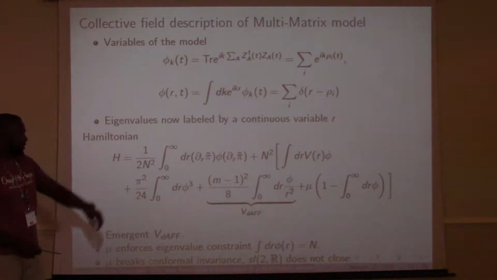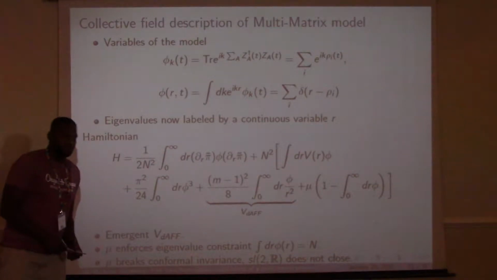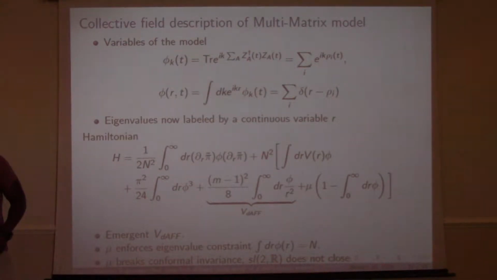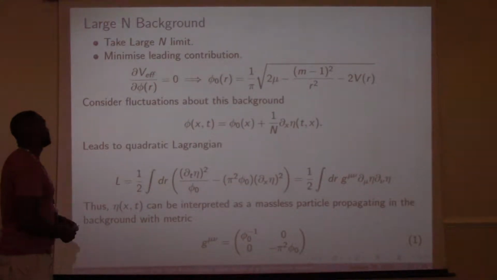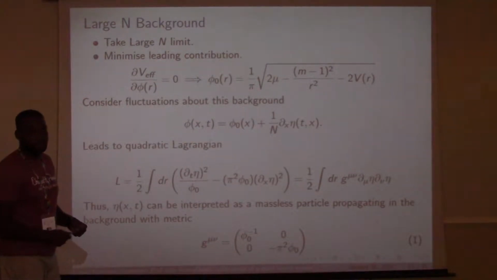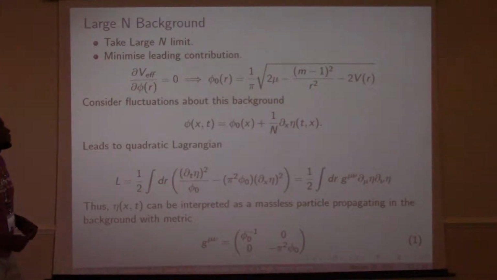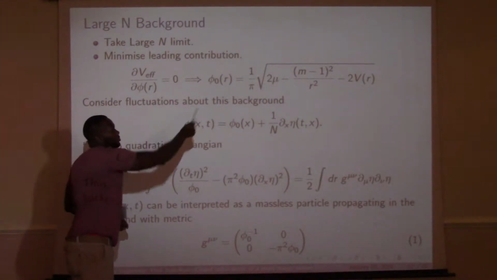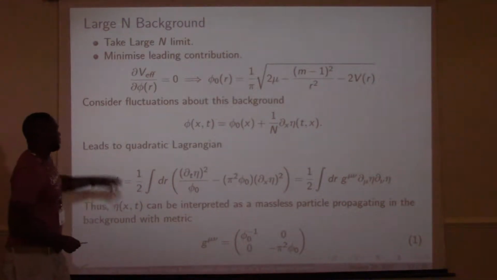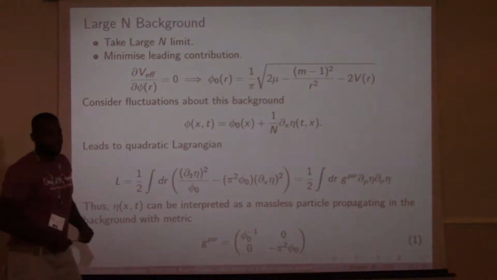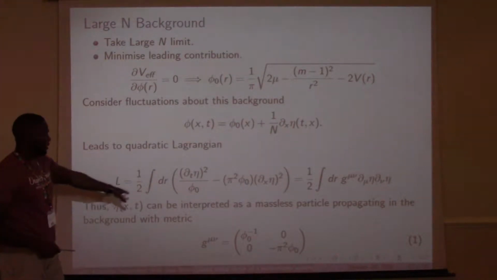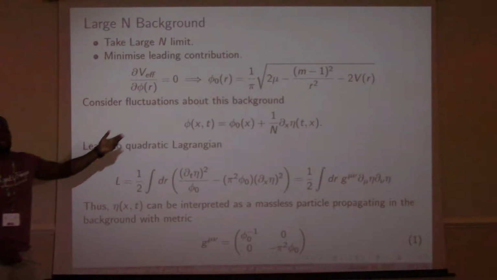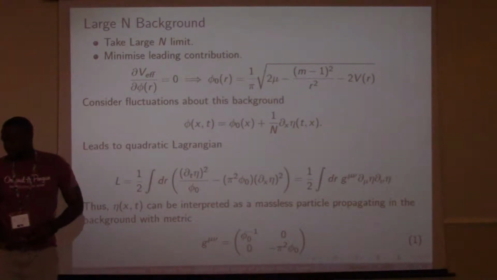But it turns out that this Lagrange multiplier breaks the SL(2,R) symmetry of the system that we found in the other formulations. Now what we can do is take the large N limit in this system, and we use the saddle point approximation here to find the solution for the two-dimensional background. And we can consider fluctuations about this background. By doing this, we find this Lagrangian here, which leads us to a metric for this two-dimensional background that we have from this system.